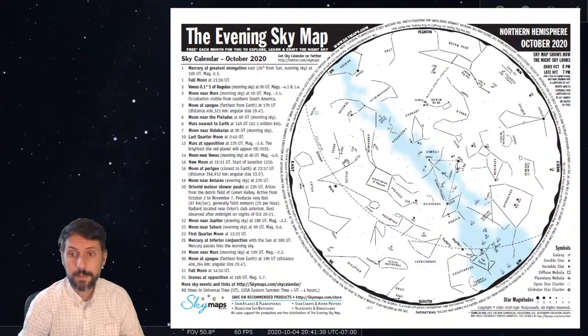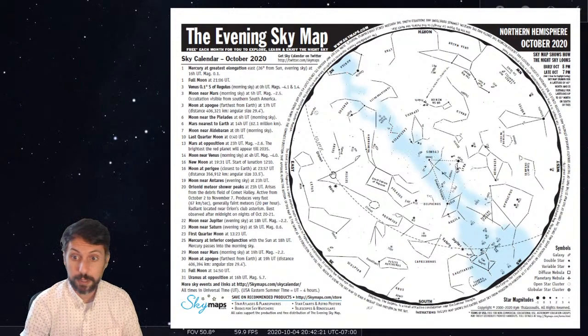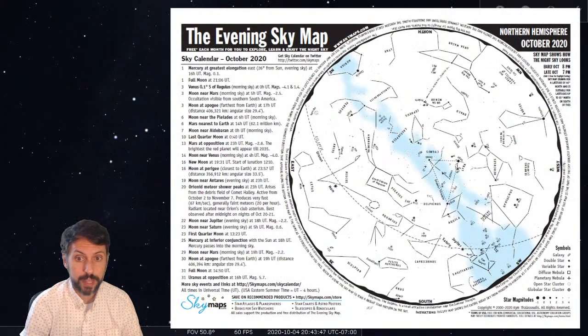So let's see if we can find something. Can we find Pisces? Well, Pisces is a constellation that right now is pretty straightforward because Mars is in it. So let's look for Mars. Let's go find Mars, and then we'll find Pisces, hopefully. So Mars on our sky map, the way we would find that is we look towards the east generally.